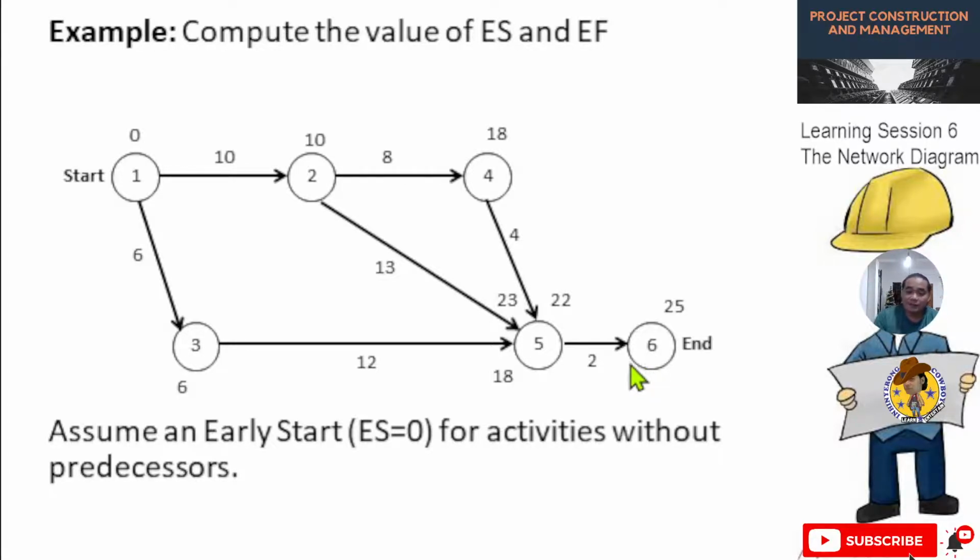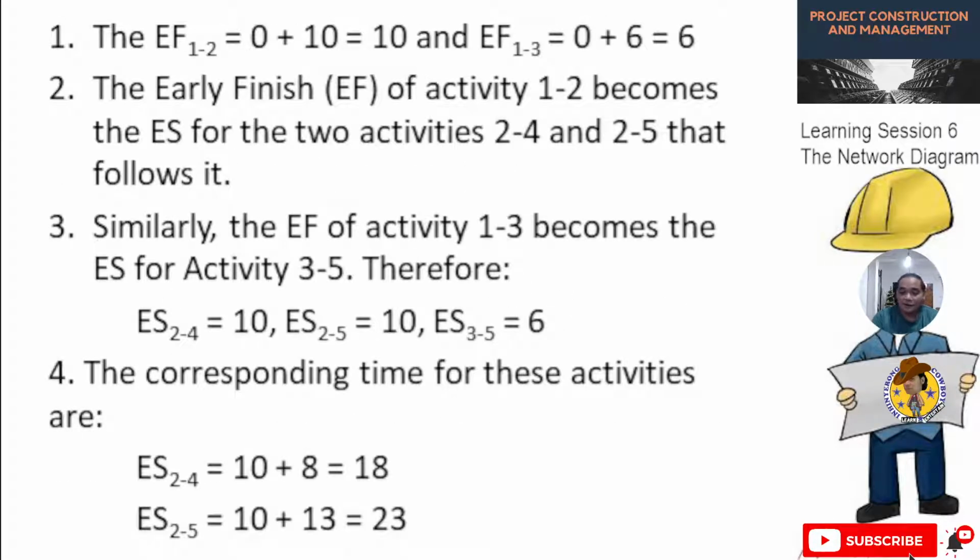Assume an early start ES of 0. Okay, so this is for activities without predecessors. This activity has no predecessors: activity 1 to 2 and activity 1 to 3. So the earliest finish of 1 to 2 is 0 plus 10. Then for 1 to 3 it is 0 plus 6.